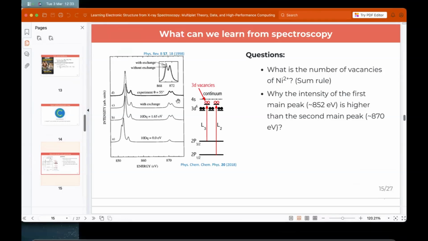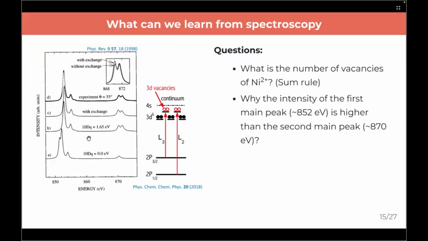This is a figure I cut from a published paper. As you can see, the first curve is the experimental result. If you set 10Dq equal to 1.65, I would say that when you compare the simulation and experiment, they already agree quite well.